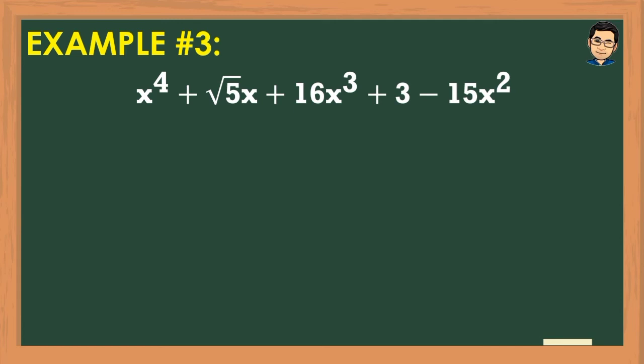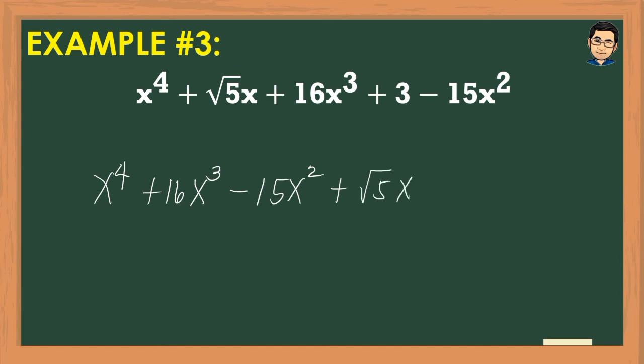Okay, so i-arrange natin. Una, yung highest degree natin is 4. So, x to the 4th power. And then, after 4, yung 3 plus 16x cubed. After ng x cubed, x squared. So, negative 15x squared. After ng squared, yung 1. So, that is plus square root of 5x. And then, yung constant term natin na 3. So, this will be our final answer.